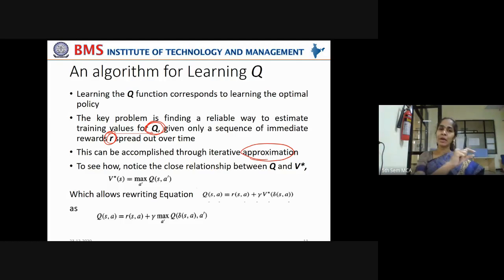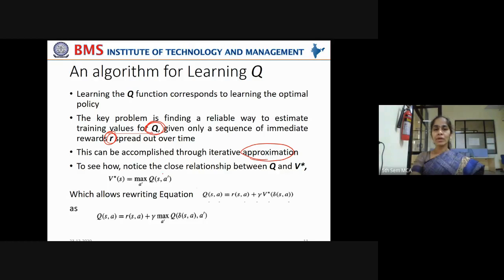Why do we call it iterative? In the initial stage itself, you can't say that this sequence of actions is correct and optimal in order to move to the goal state. It has to iteratively refine. This step is appropriate, but this step is more appropriate. The third step is even more appropriate. So iteratively, it has to refine and approximate the sequence of actions. That is the Q function.